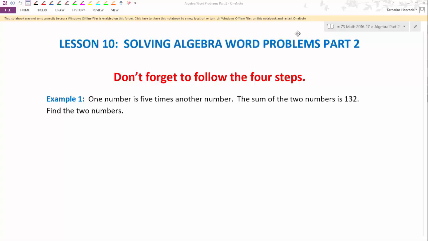Today we're going to be doing lesson 10, solving algebra word problems part 2. And we're going to go through those 4 steps. Remember, the first one is you need to write your let statement, then your algebra equation, then use algebra to solve, and step 4, the last step, is your therefore statement.